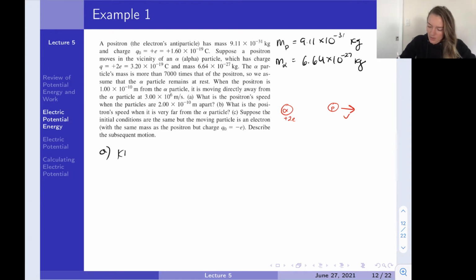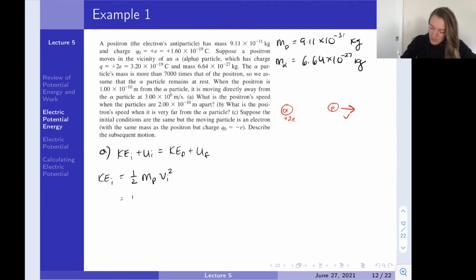So we know that the kinetic energy initial plus potential energy initial is going to be equal to kinetic energy final plus potential energy final, since we have only conservative forces acting here, namely the electric force. So our initial kinetic energy of the positron is 1/2 the mass of the positron times the initial velocity squared.